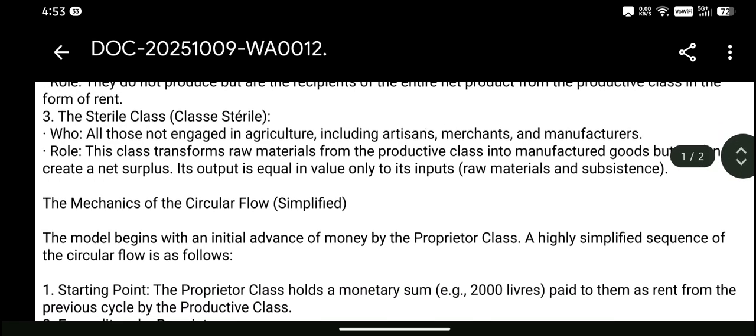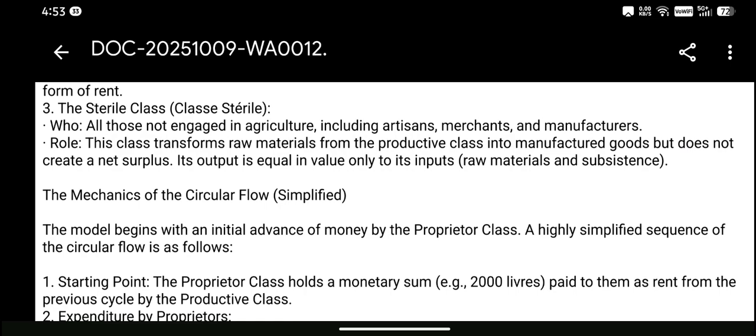The sterile class, classe stérile, who are all those not engaged in agriculture, including artisans, merchants, and manufacturers. Role: this class transforms raw materials from the productive class into manufactured goods but does not create a net surplus. Its output is equal in value only to its inputs, raw materials and subsistence.